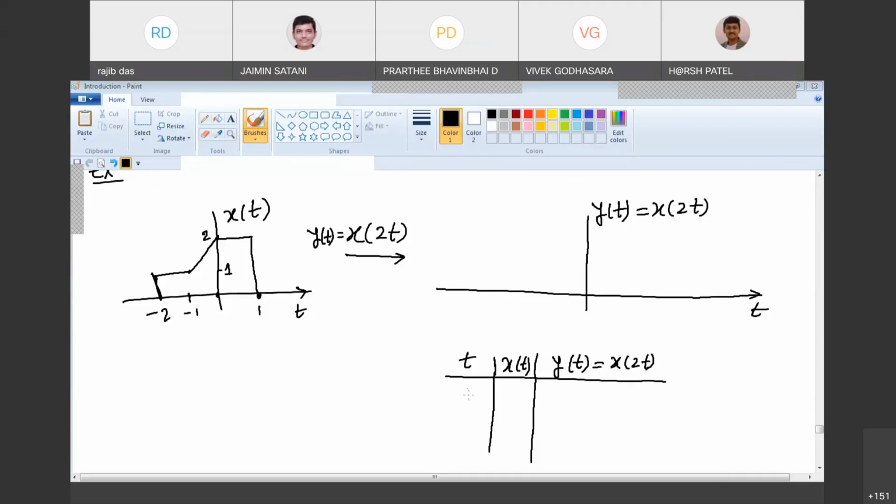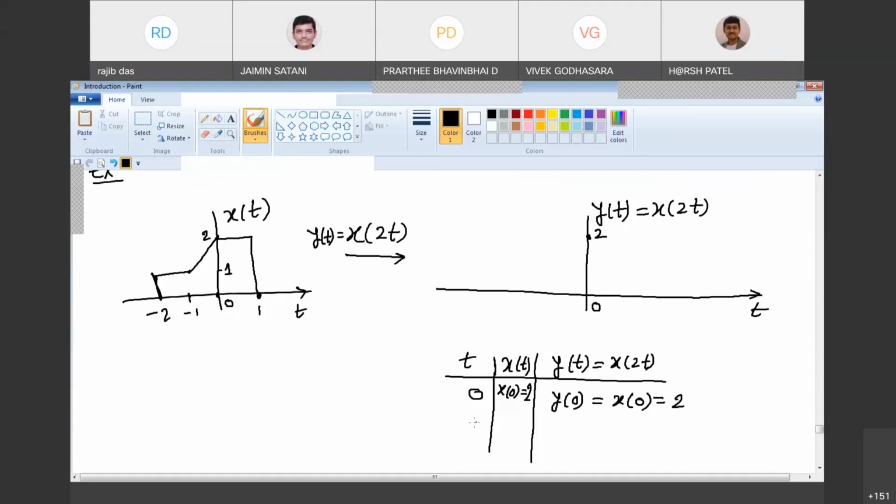Now, t equal to 0. At t equal to 0, its value is 2. So this value is x of 0 equal to 2. So what is the value of y at 0? This is y of 0, and I put t equal to 0 here. So 2 into 0 remains 0. So whatever the value was at the origin, x of 0, after the scaling, whether it is multiplied or divided, doesn't matter, the origin will remain the same. It will remain at 2. This is t equal to 0.